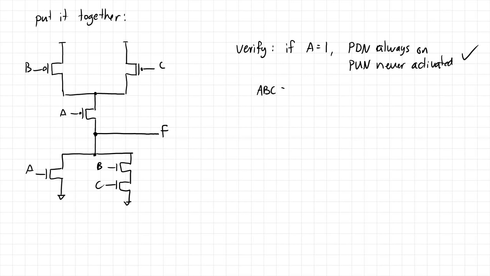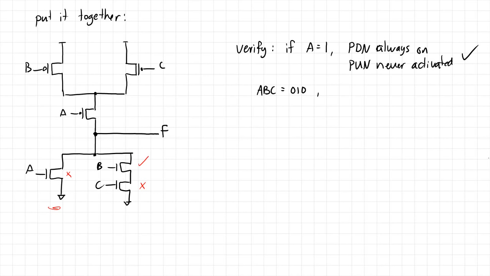We could go through the entire truth table if we wanted to, but let's just pick a particular example. ABC is equal to 0, 1, 0. In this case, what would happen? Well, A is 0, so this part of the pull down network is off. B is on, so that's on, but C is off. So let's just draw it like this. So the pull down network's not on.